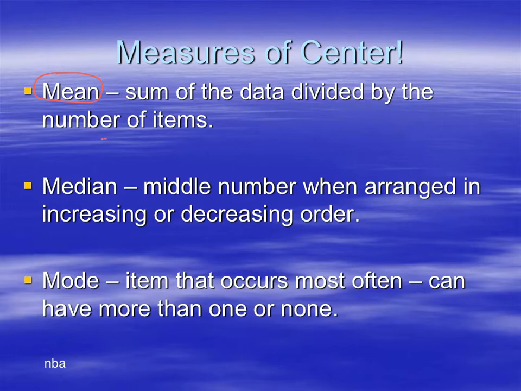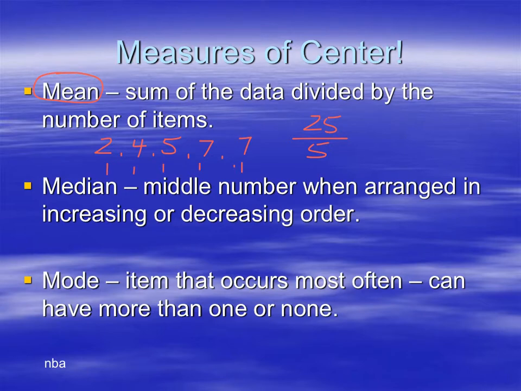For example, if I had this set of data, I asked you to find the mean of these. You would add them up. So in this case, I've got 11 and 14 is 25 is the sum. I would divide by 5 because there are 5 numbers in the set.